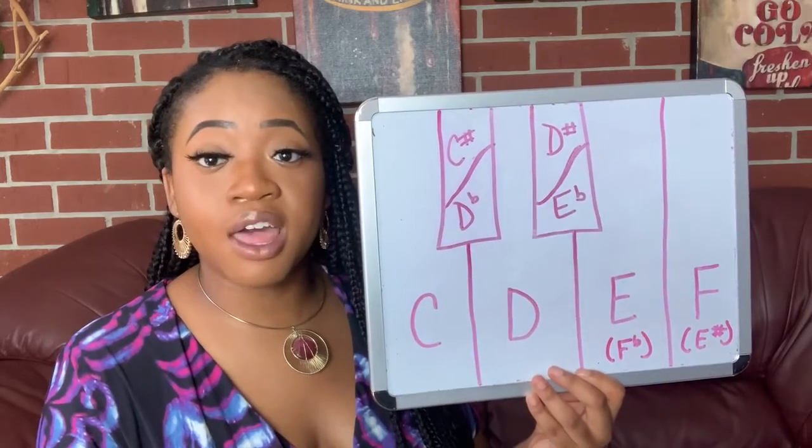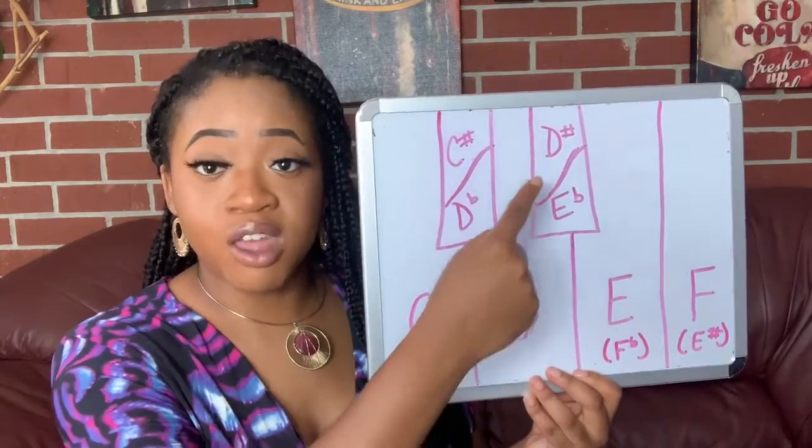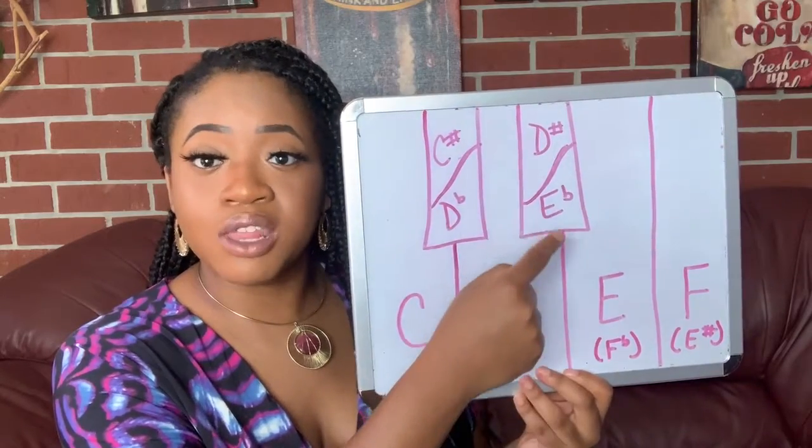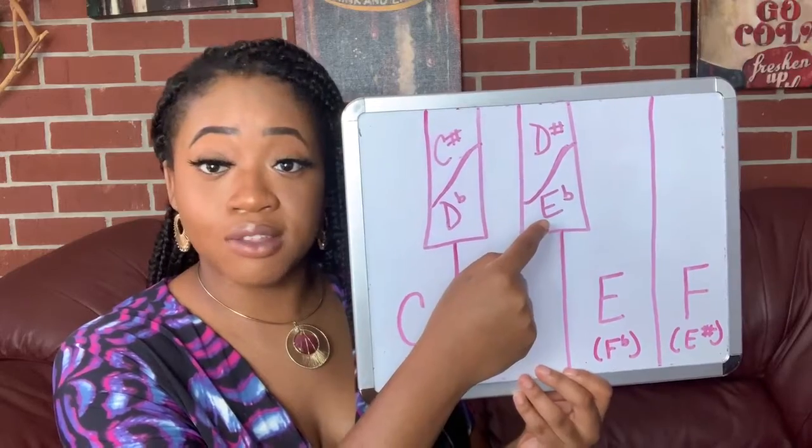The same also applies if you were starting from D and raising it a half step, you refer to it as D sharp. Or if you were starting from E and lowered it a half step, you refer to it as E flat.